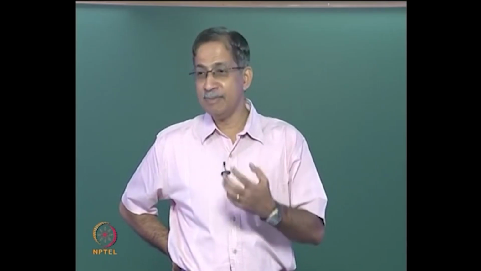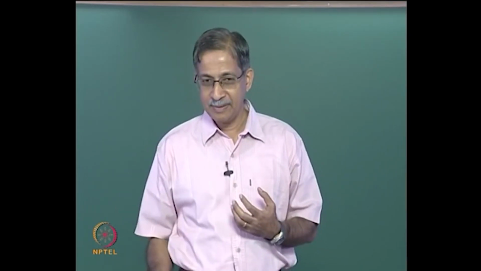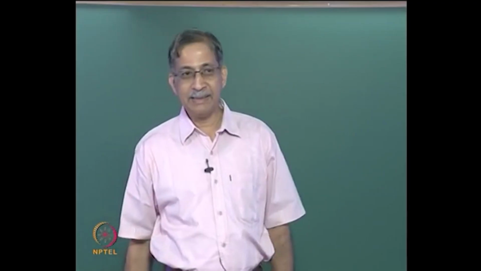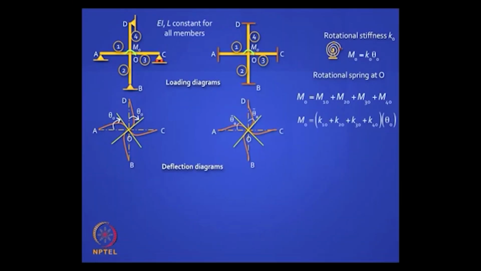Because equilibrium demands that they add up. Okay. So let us say there are 4 elements. Do you agree that equilibrium demands that M naught will be the sum of all those 4 beam element ends, and for each of them you can say K1 naught into theta naught, K2 naught, etc. Agreed?